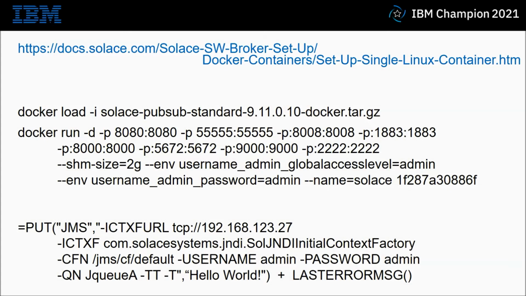For the purposes of my demonstration, I pre-downloaded the software I would need from solace.com. You can use the instructions at the link on the screen to download the software for yourself. You will also see a couple of the Docker commands that I've used to load and run the Docker instance. Finally, at the bottom of the screen, I have summarized the rule that I've used in my ITX map to put a message, Hello World, onto a JMS queue.